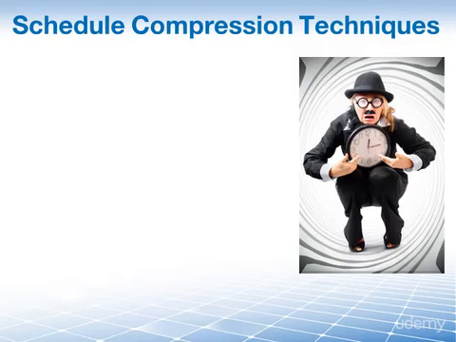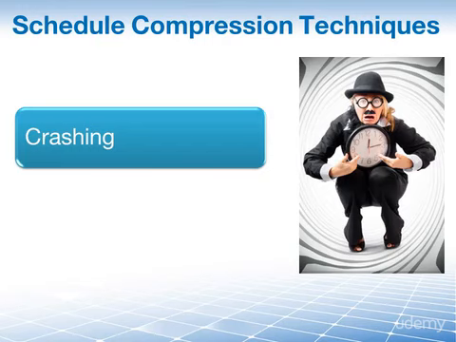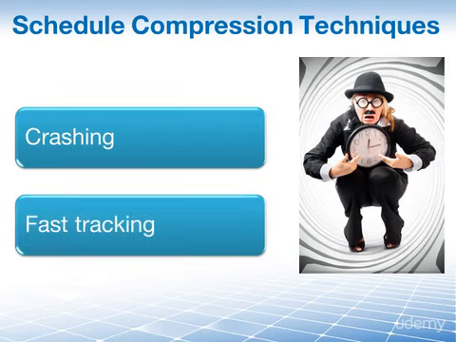There are two types of schedule compression techniques that we need to look at in detail. They are crashing, which involves shortening the schedule duration, and fast tracking, where activities that are normally done in sequence are now performed in parallel.